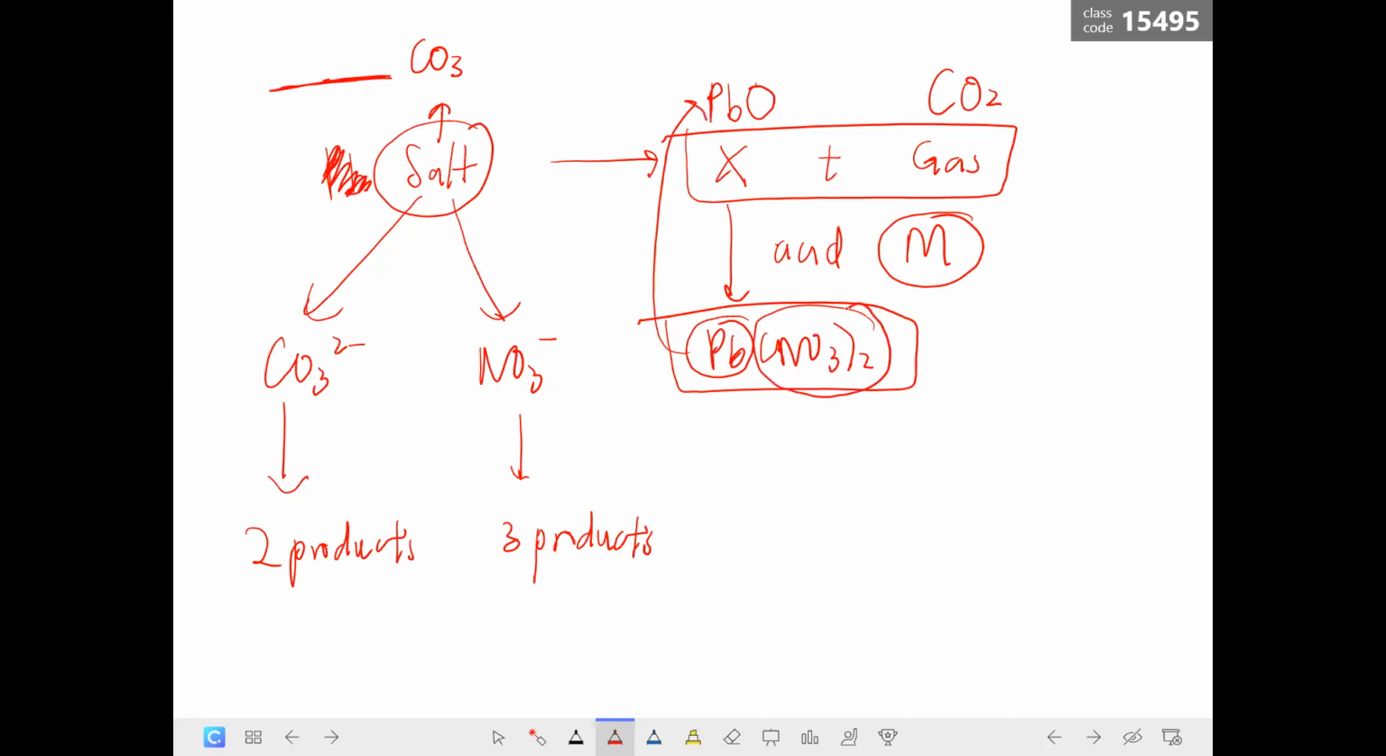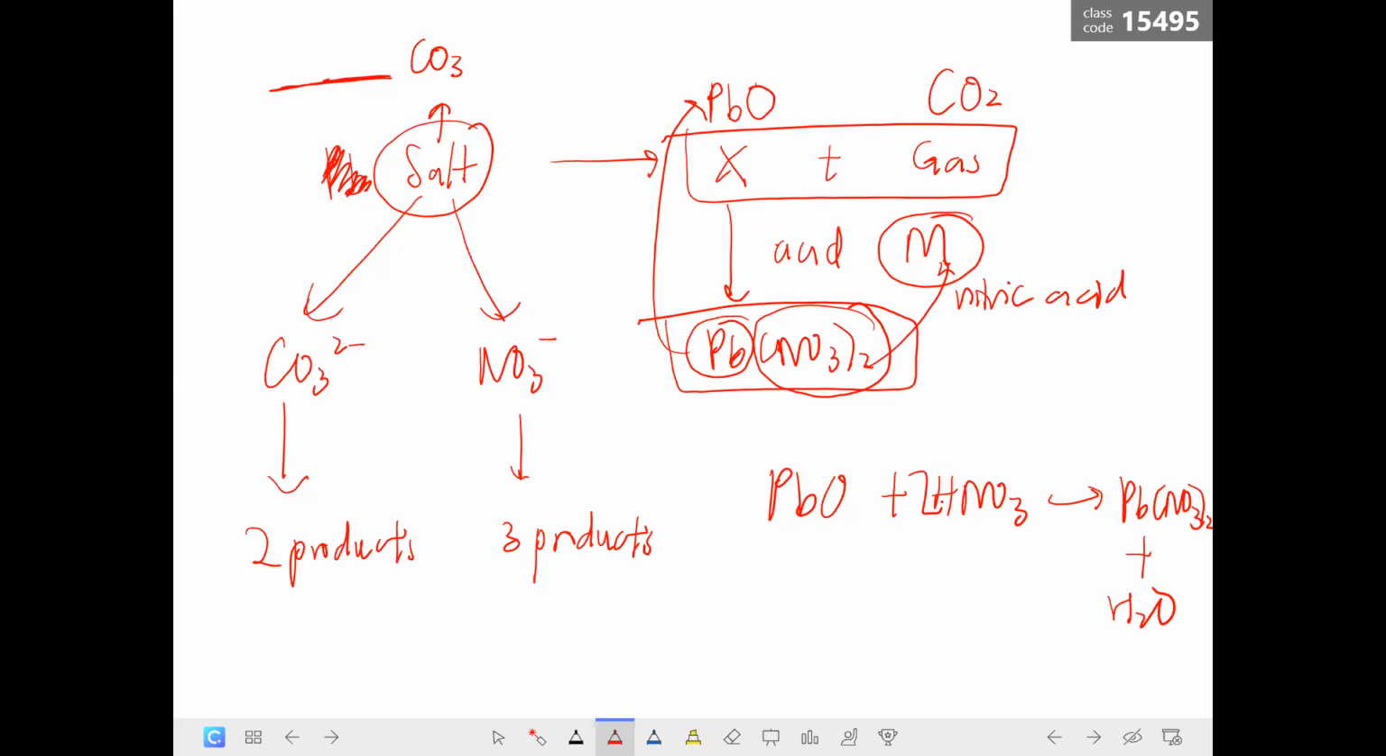Nitrate came from where? Nitric acid. Very good. So my acid M is nitric acid. So what happened here is PbO plus nitric acid. I am going to get PbNO3 plus H2O. There you go.